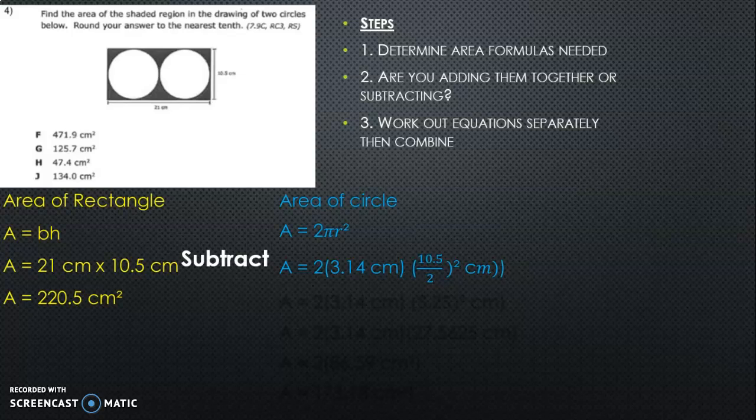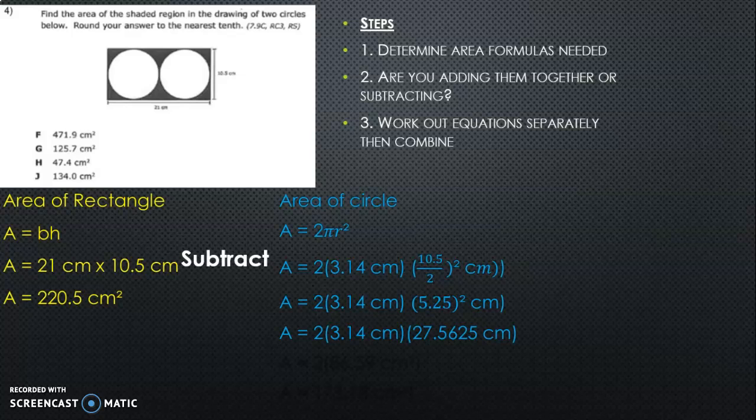Alright guys, so here we go. We have 2 times pi times 10.5 divided by 2, squared. Don't forget this is all in centimeters. First we do the division, which gives us 5.25 squared. When we multiply 5.25 times itself, we get 27.5625.